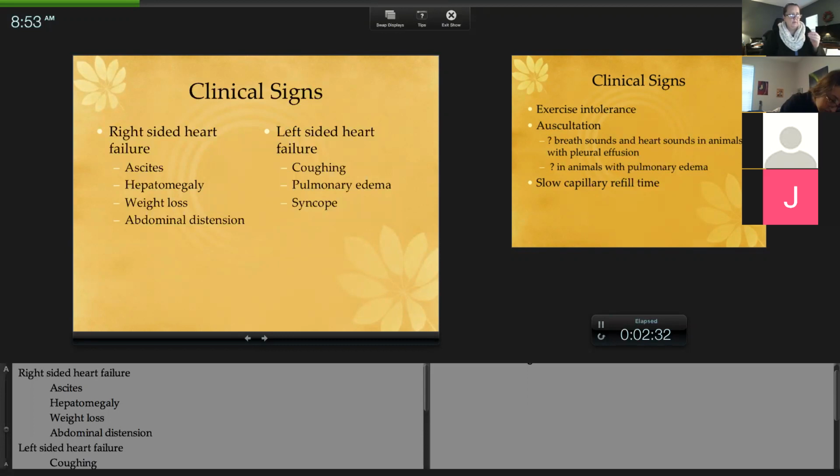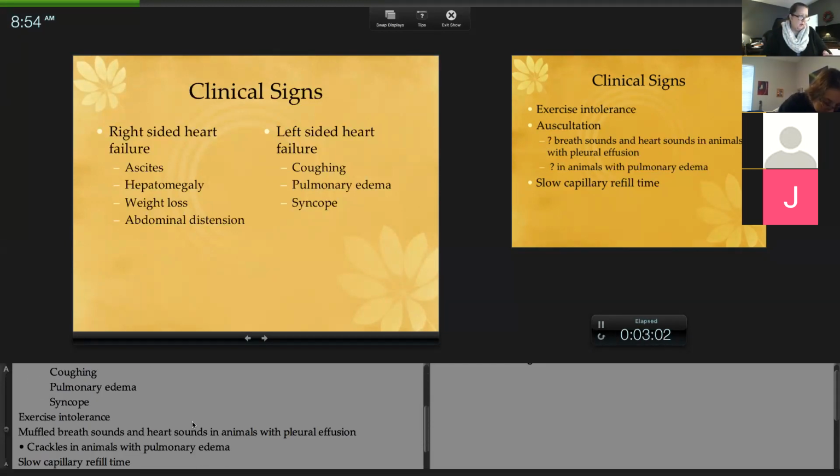If it's affecting more of the left side, then we could get coughing, pulmonary edema, and syncope, which is fainting. Okay, so syncope, and that's because the heart doesn't have the ability to pump the blood to the brain. And then you get a lack of oxygen, and they literally pass out, and then all of a sudden come to. So any of these signs, and one thing to add on here, and we're going to talk about it on the next slide, is also the big thing, exercise intolerance.